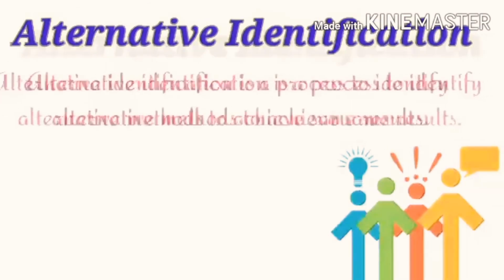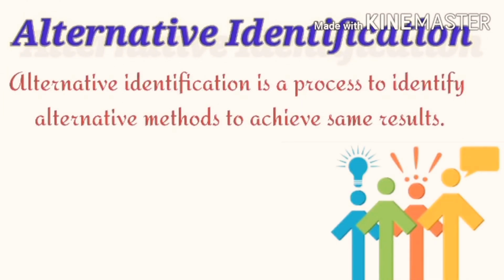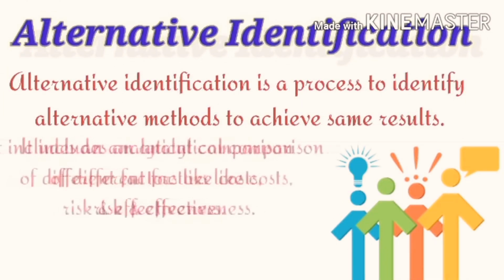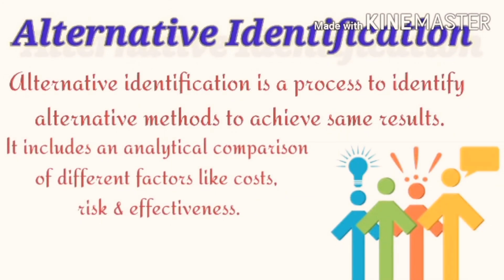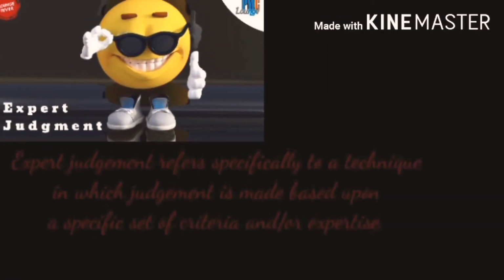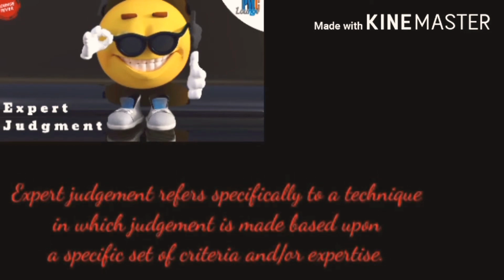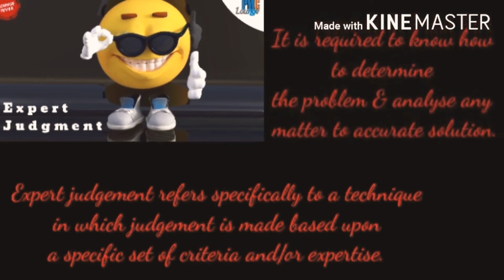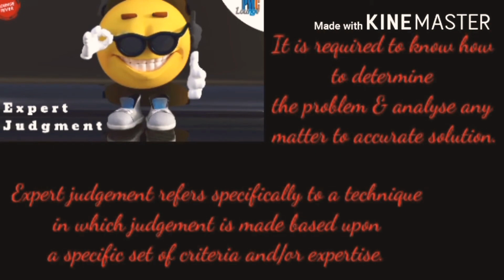Alternative identification. Alternative identification is a process to identify alternative methods to achieve the same results. It includes an analytical comparison of different factors like costs, risk, and effectiveness. Example: evaluating the cost, resource, and schedule versus making a deliverable. Expert judgment. Expert judgment refers specifically to a technique in which judgment is made based upon a specific set of criteria and/or expertise. It is required to know how to determine the problem and analyze any matter to reach an accurate solution.